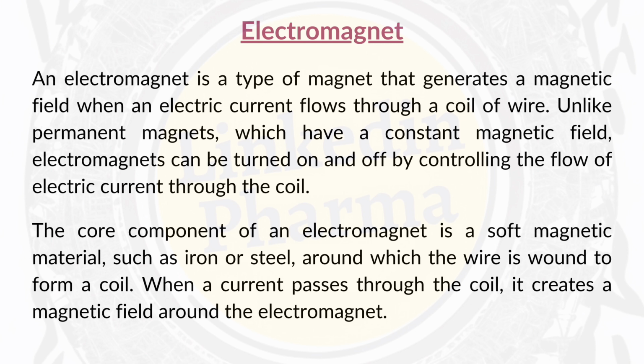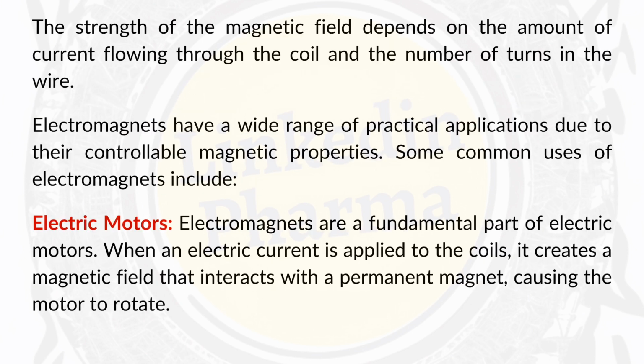When a current passes through the coil, it creates a magnetic field around the electromagnet. The strength of the magnetic field depends on the amount of current flowing through the coil and the number of turns in the wire. Electromagnets have a wide range of practical applications due to their controllable magnetic properties. Some common uses of electromagnets include electric motors. Electromagnets are a fundamental part of electric motors. When an electric current is applied to the coils, it creates a magnetic field that interacts with a permanent magnet, causing the motor to rotate.